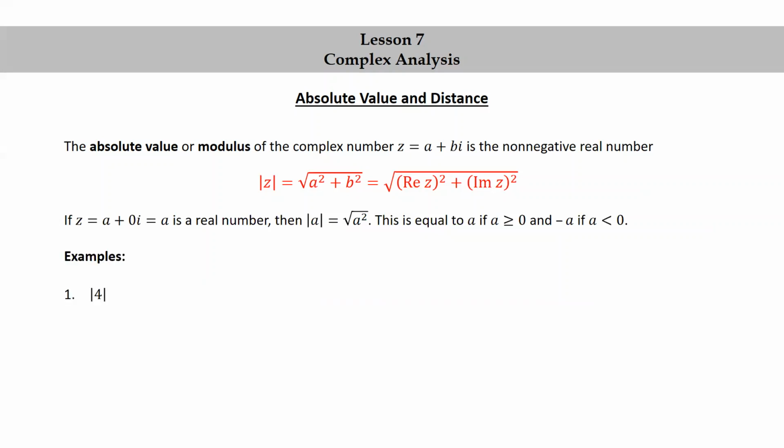Examples. The absolute value of 4 is the square root of 4 squared, which is the square root of 16, which is 4. The absolute value of negative 4 is the square root of the square of negative 4, which is the square root of 16, which is also 4, and that's equal to the negative of negative 4.